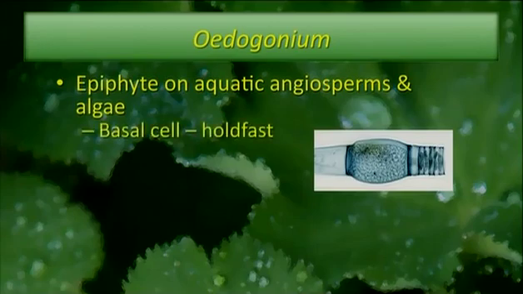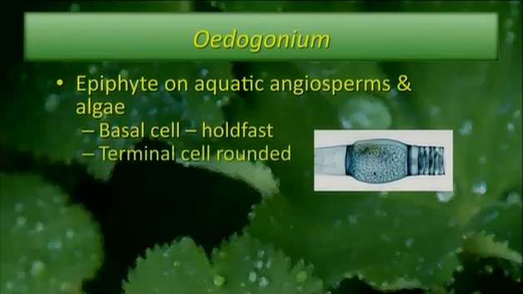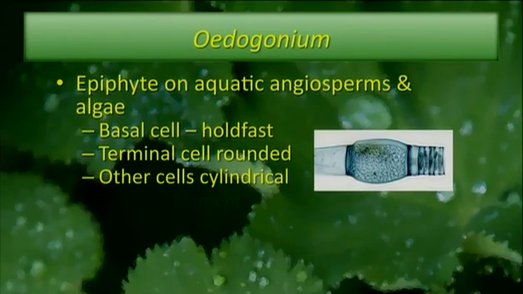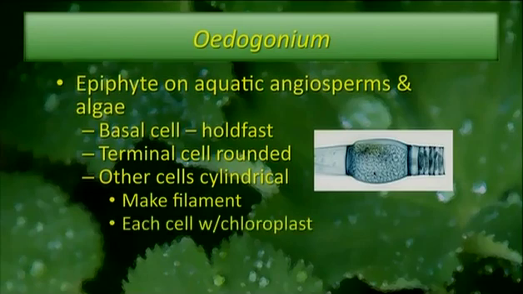So it has a basal cell that serves as a holdfast, and the terminal cell at the tip is rounded. All the other cells are cylindrical, and they make a filament. Each of these cells has a chloroplast, and the chloroplast is net-like.